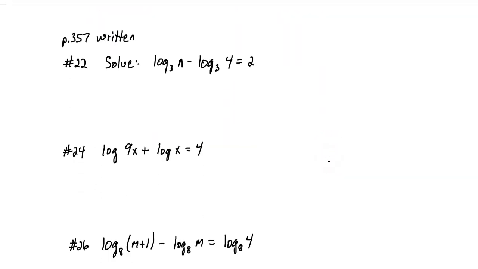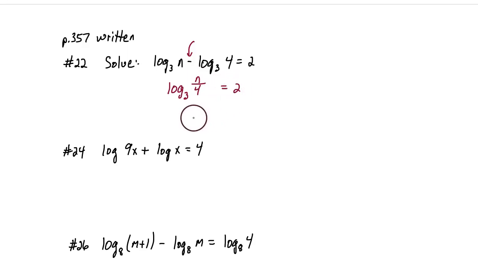For the written, we're still solving equations, so let's make use of our condensing techniques that we've learned over the last 2 sections. When you have a difference of logarithms, you can condense using a single logarithm. A difference changes into division of the arguments, and that's equal to 2.